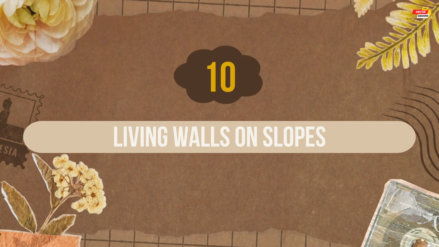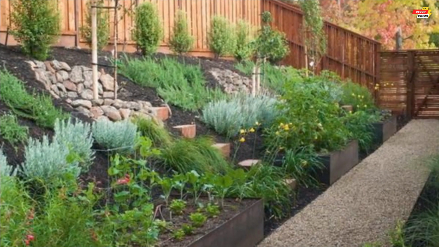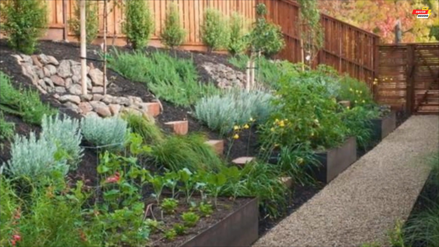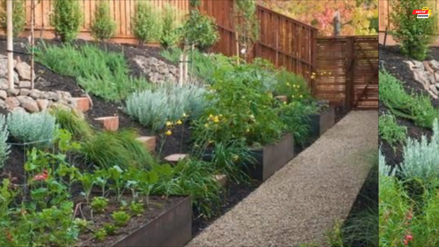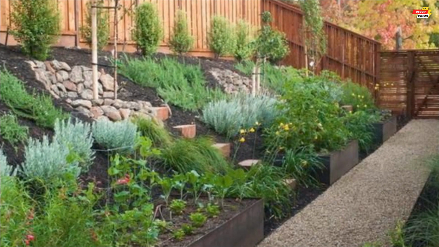10. Living walls on slopes. For a more eco-friendly and visually stunning option on gentle slopes, consider a living wall system integrated into a retaining structure. Plant a variety of greenery directly into the wall, creating a vertical garden that retains soil while providing numerous environmental benefits and a unique aesthetic.